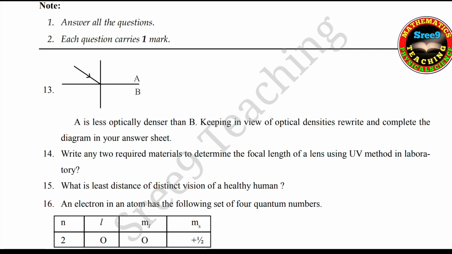Now here I'll explain the answer. A is less optically denser than B. It means that B is denser medium, A is less denser, it is nothing but rarer. So here you can see the picture, a ray is coming, incident ray. It is traveling through the medium A. A is less denser, means rarer, and it is entering into B, which is denser medium. When a ray of light travels from rarer to denser, what happens? Yes, its speed decreases and it bends towards normal, right? Now that figure you can see here.